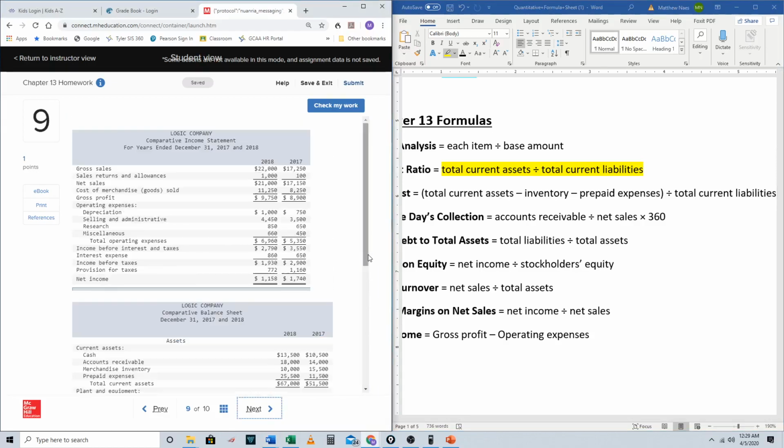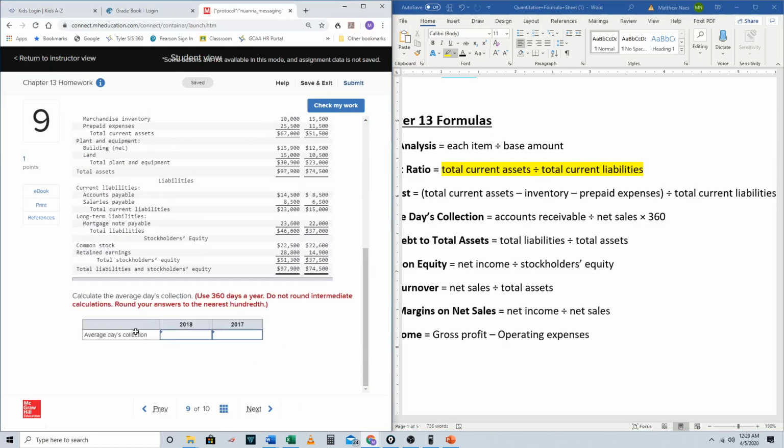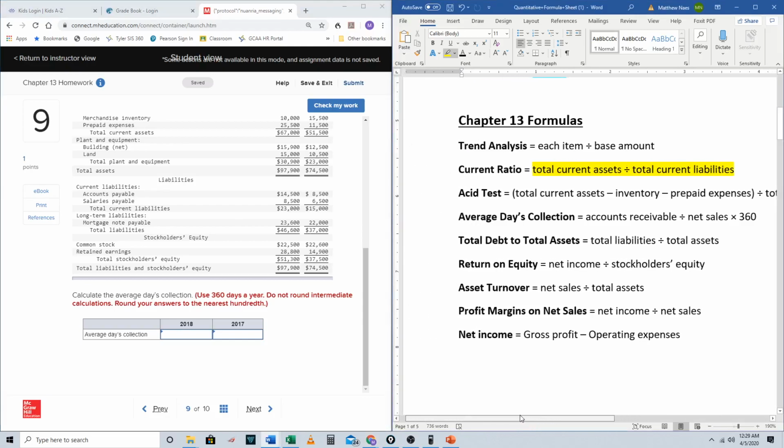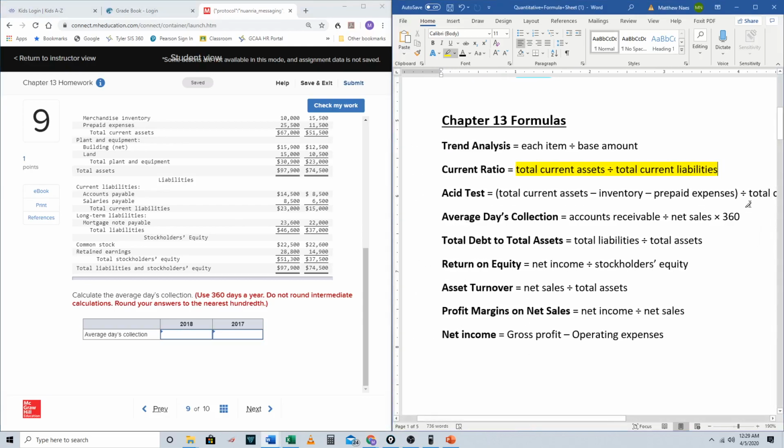All right, number 9. Average days collection. I also changed this formula, because the formula on the PowerPoint is terrible. Do your formula like this: accounts receivable divided by net sales times 360. Just do it in order like that. Don't change anything. Just do it like that.